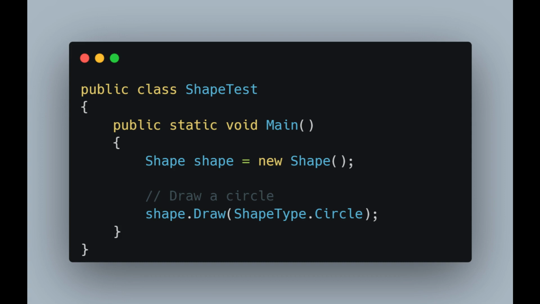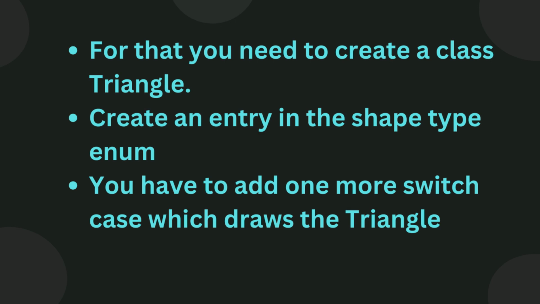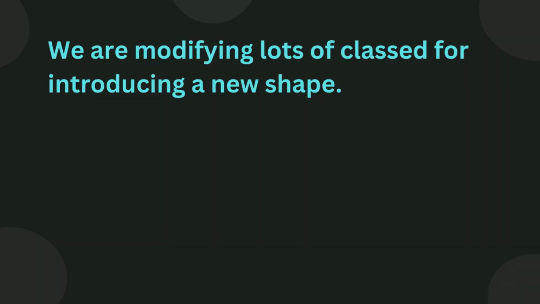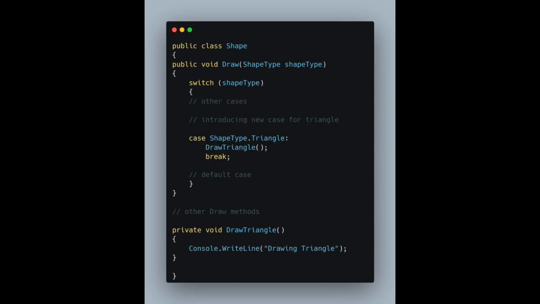Let's say we want to introduce a new shape called triangle. For that, you need to create a class Triangle, create an entry in the ShapeType enum, and you have to add one more switch case which draws the triangle. That seems totally fine. But what if in the future you need to draw more shapes? For that, you always have to modify the draw method. The Shape class is always being modified, and that totally violates the open closed principle. Our class should be closed for modification, but our class is open for modification.